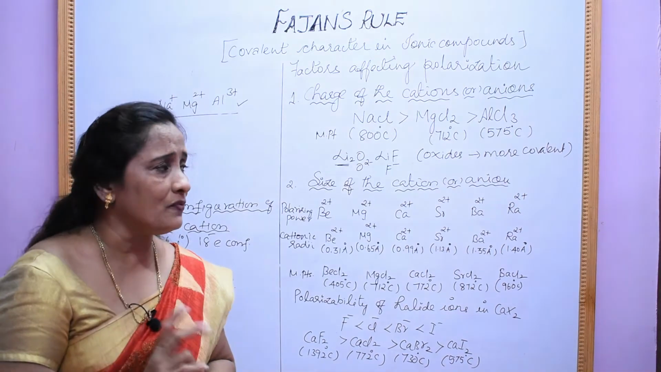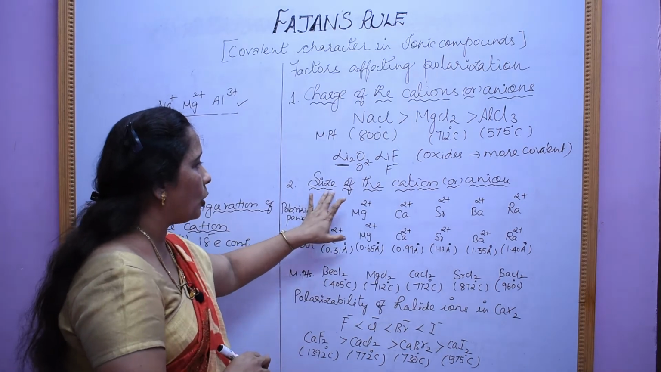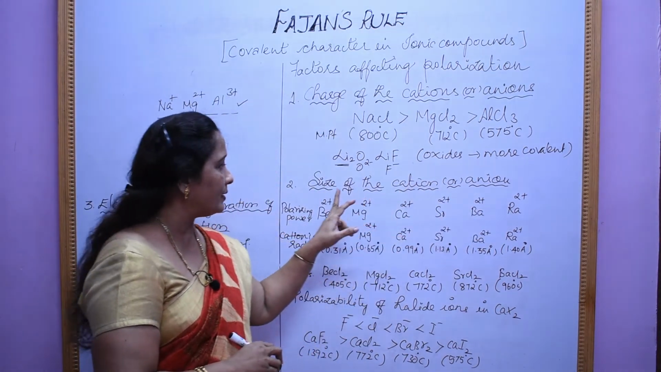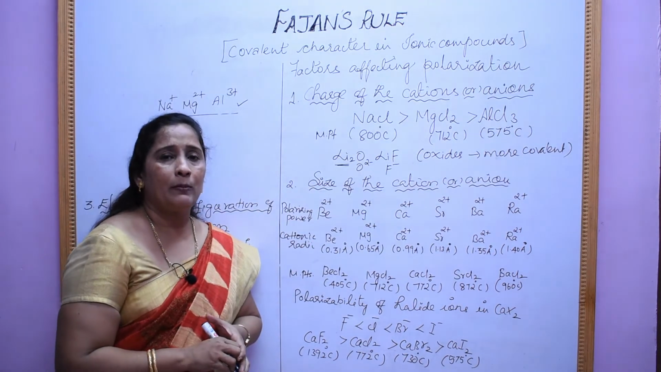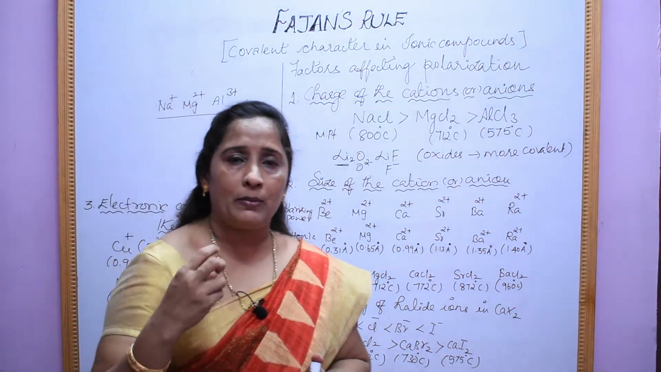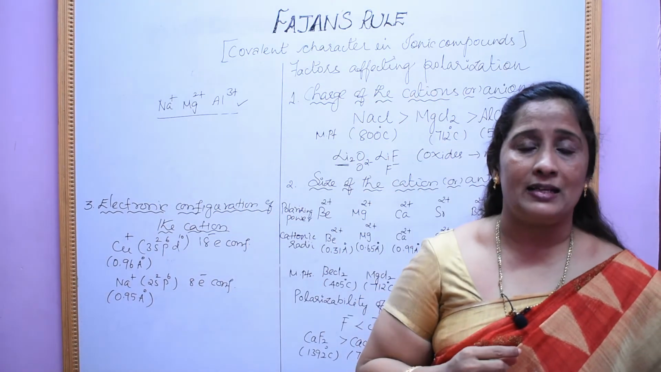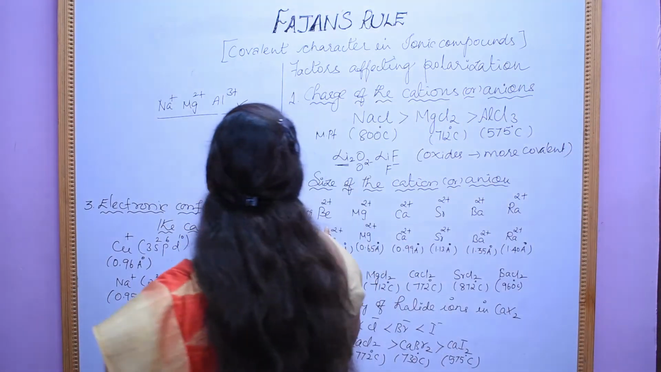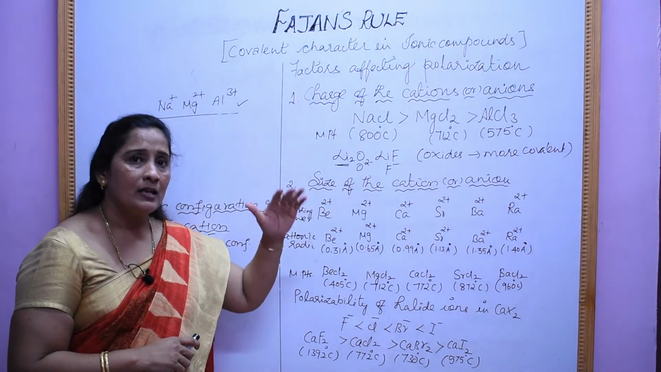Right. Now the second factor that is affecting polarization is the size of the cation or anion. The polarizing ability of the cation increases with a decrease in size. So when the size decreases, polarization ability or polarizing capacity increases.